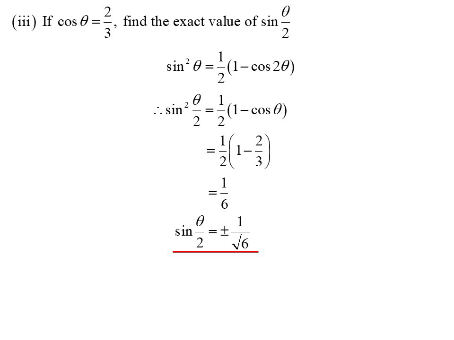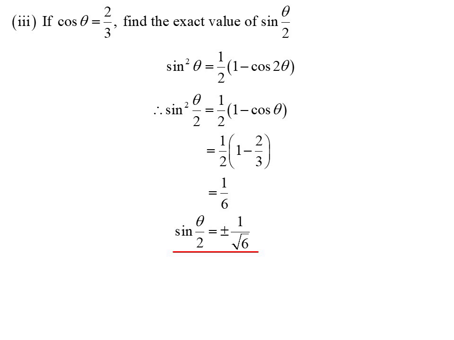Now, which one is it? I don't really know from the information they told me. So sine, it could be plus, it could be minus. Let's say the angle was 400 degrees. The cosine of 400 would be a positive number. Divide that by 2, I'd get the sine of 200, which would be in the third quadrant. That would be a negative number. So I don't know, is it going to be plus or minus?